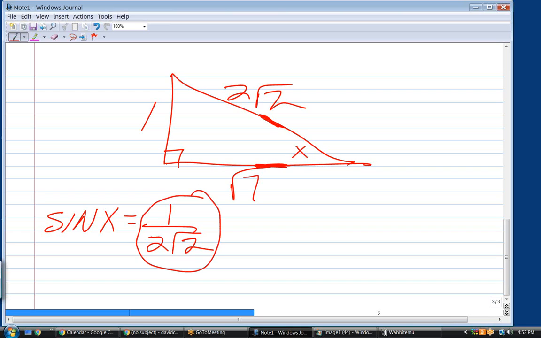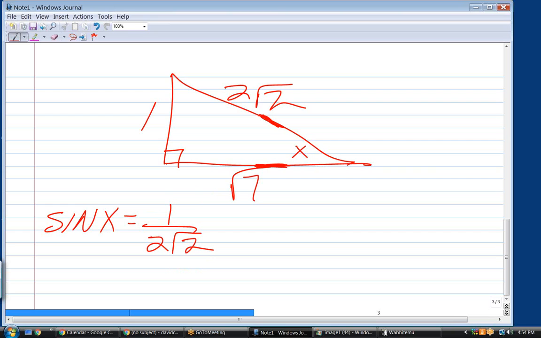For the sine of x, we came up with 1 over 2 root 2. But there's something wrong with that answer. What is wrong with this answer? It's the right number. Oh, you can't have a square root in the bottom denominator. You cannot have an irrational denominator. So we have to rationalize. We have to rationalize that answer.